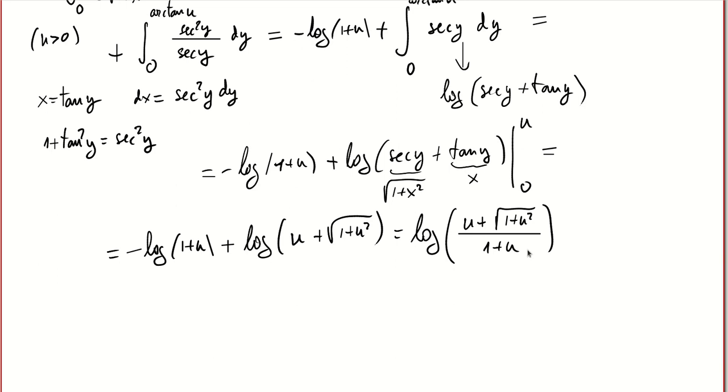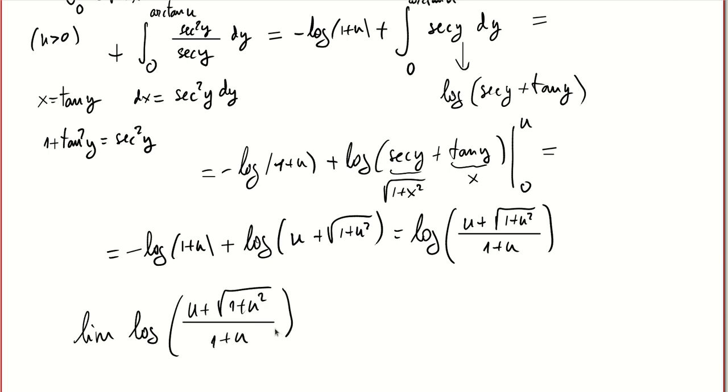So what we should do now is calculate the limit of that function, the logarithm of u plus the square root of 1 plus u squared over 1 plus u, when u goes to infinity. And that is the answer to our integral. That's the value of our integral. All right, so we have to calculate the limit of this and then calculate the logarithm.